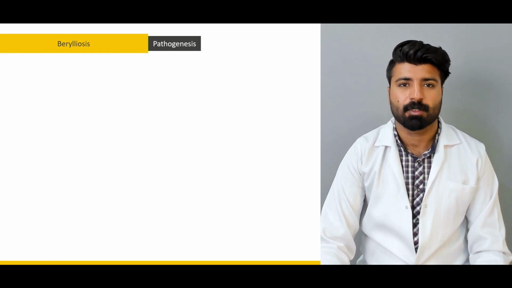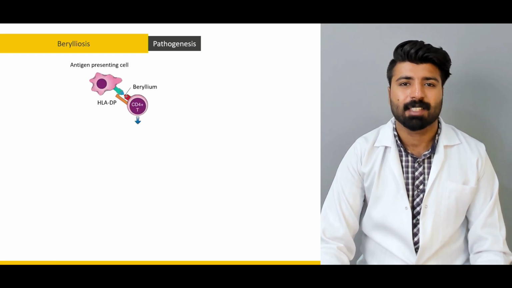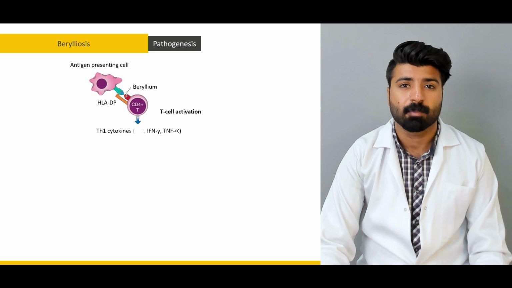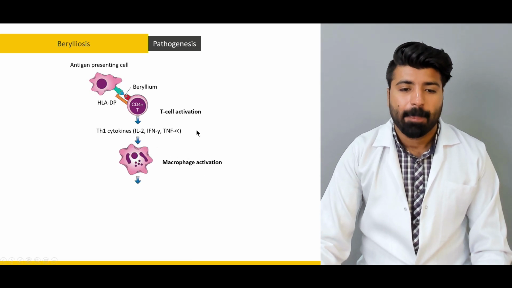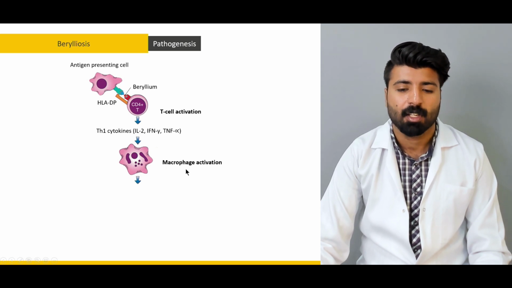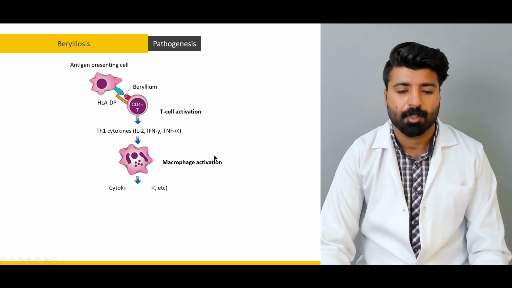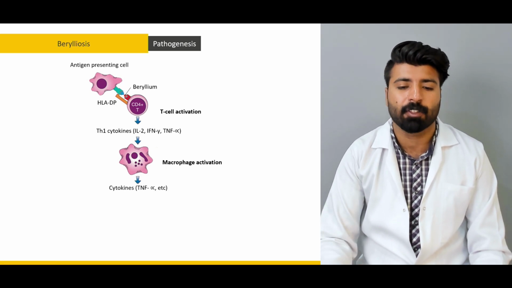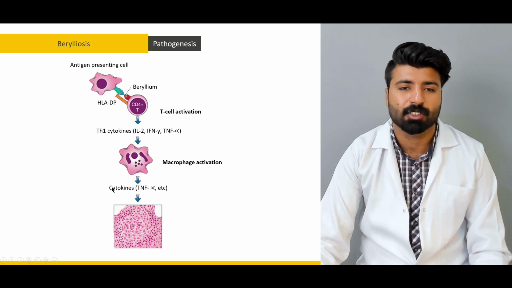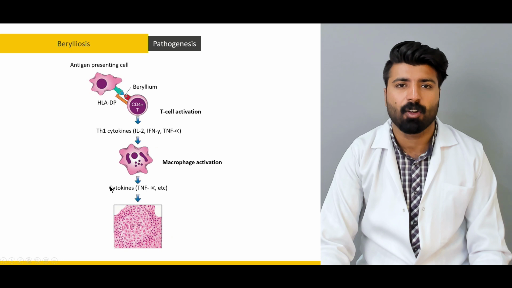What is berylliosis? Berylliosis is present in patients who have been subjected to beryllium for a very long time. In these patients, antigen presenting cells are exposed to the beryllium. They produce Th1 cytokines, IL-2, IFN-gamma, and TNF, tumor necrosis factor, and this leads to macrophage activation. Just like the other pathologies we talked about earlier, that macrophage will be activated, it will release cytokines, tumor necrosis factors, and this will lead to the formation of this pathology. This is called berylliosis, and this happens after a very long exposure to beryllium.